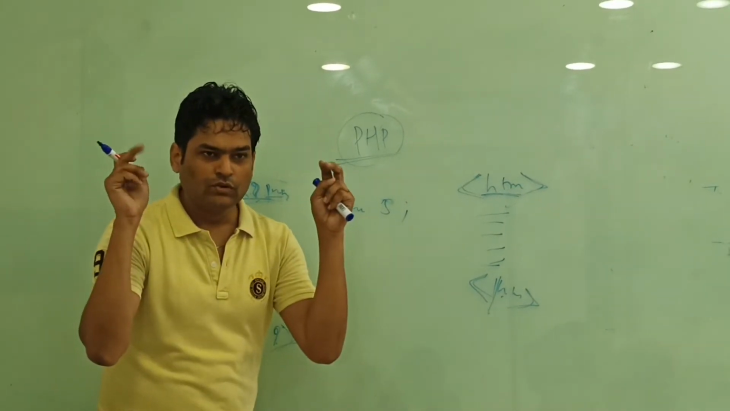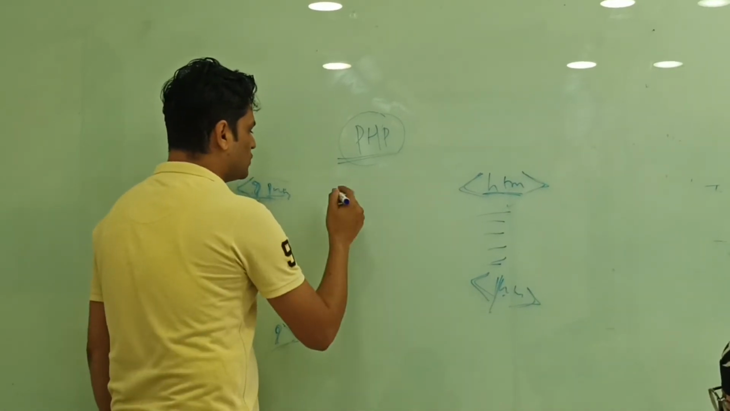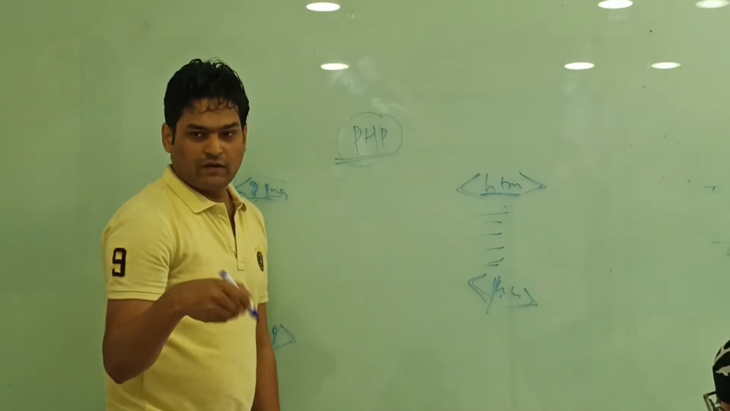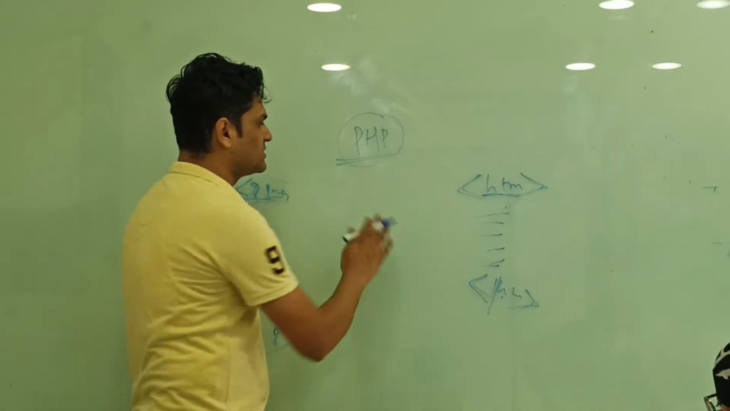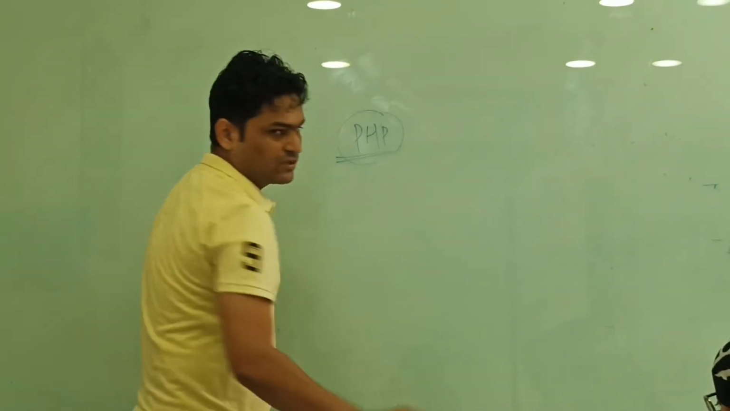Integers don't need to go inside of single quotes or double quotes. Suppose you want to print some variables. So now I will talk about variables. What are variables inside of PHP? Let's see. So two points you understand.